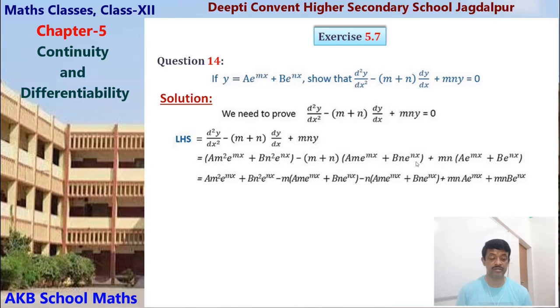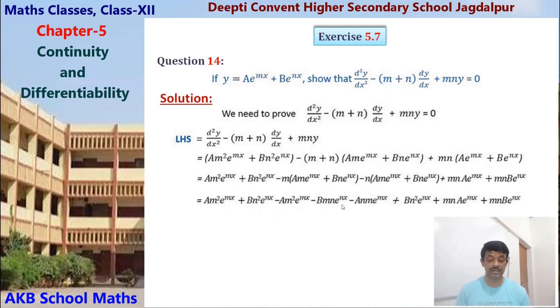Now here multiply m plus n, and solving it, we get m square e to the power mx, m square e to the power mx, plus minus, also this is plus. Here mn e to the power mx, mn e to the power mx, this cancels out, also this cancels out, also mn, this cancels out, and this cancels out.